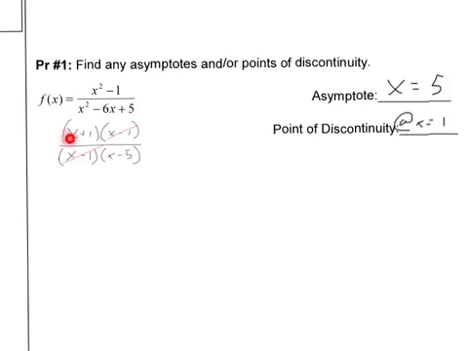Okay, when you factor it, you get x plus 1, x minus 1, and then on the bottom you get x minus 1, x minus 5. And so you can see that the x minus 1 cancels. That means that we have a point of discontinuity at x equals 1, because if I was to plug in a 1 there, the whole thing would be 0. Now, x minus 5 does not cancel, so that means we have an asymptote at x equals 5. All right, let's go to the next page.